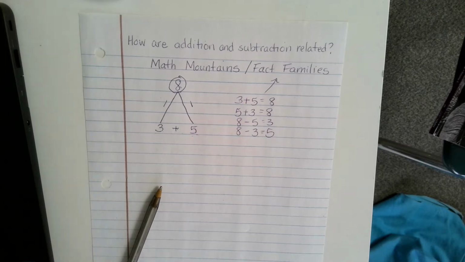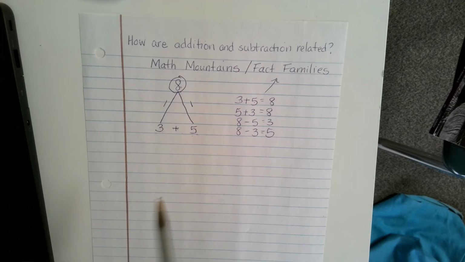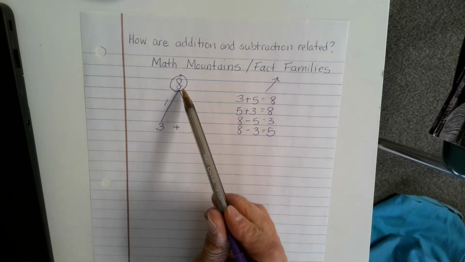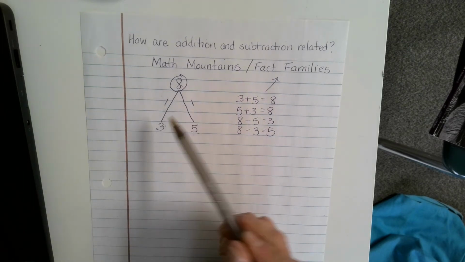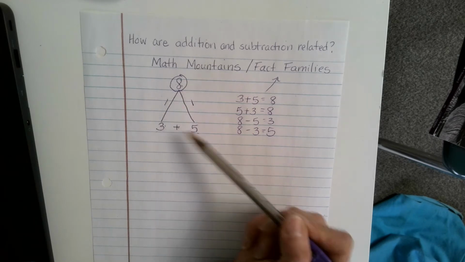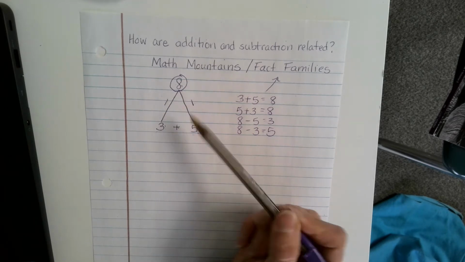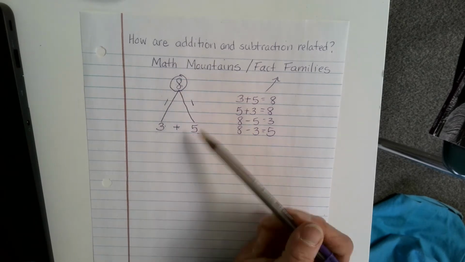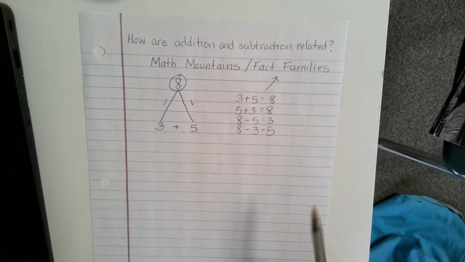Mathematicians, today we are going to look at the question, how are addition and subtraction related? I want to take you back to second grade when you did a lot of this with Math Mountains. Simple numbers like 3 plus 5 equals 8, 8 minus 5 equals 3, 8 minus 3 equals 5, and so forth. All these numbers are related because they're in a fact family.